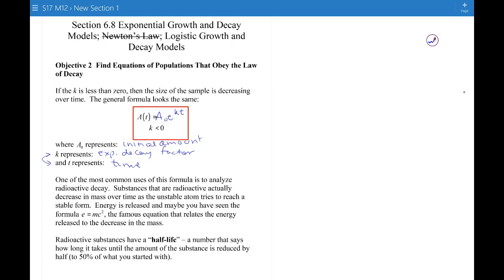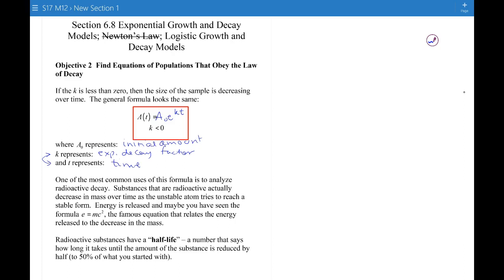So one of the most common uses of this formula is analyzing radioactive decay. If you have a pile of radioactive material, as the unstable atoms try to get to a stable form and throw off electrons, that actually decreases the mass of the pile of material. So energy is released. You may have seen E equals mc squared. So energy is released, which means the mass is going away from the pile and it's decreasing in size.